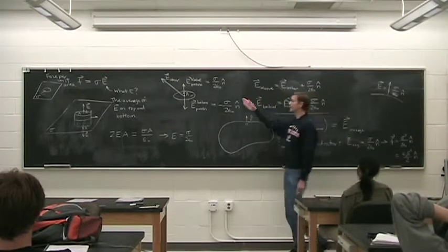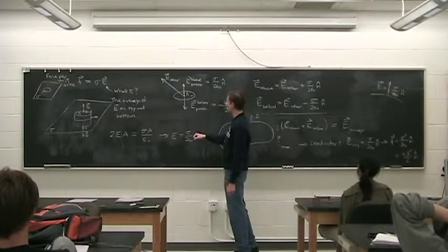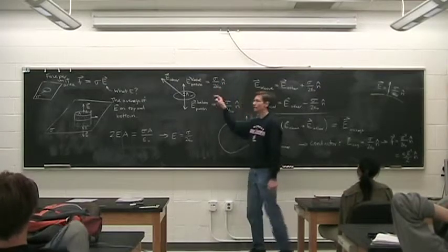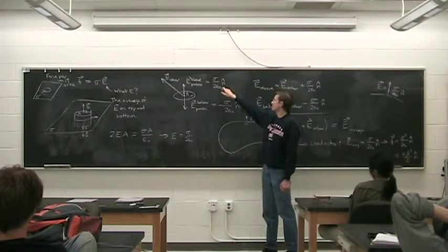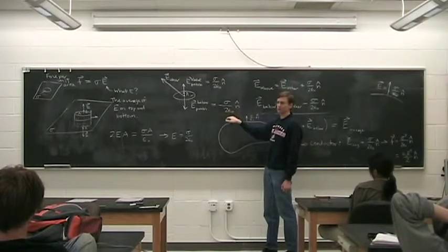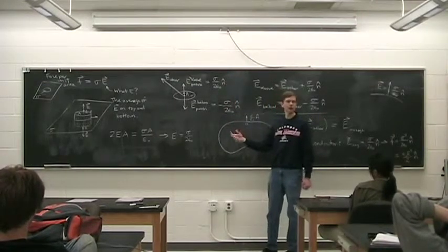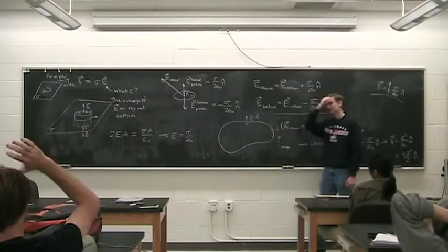The jump is the same. You're still jumping by sigma over epsilon naught, because if I subtract above minus below here, I get sigma over 2 epsilon naught minus (minus sigma over 2 epsilon naught), which is sigma over epsilon naught. So the jump is the same.